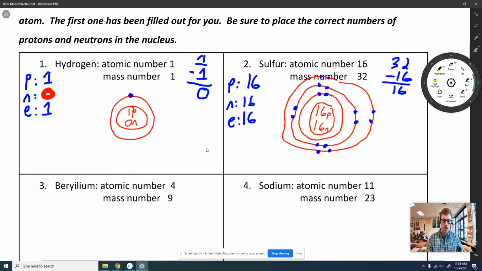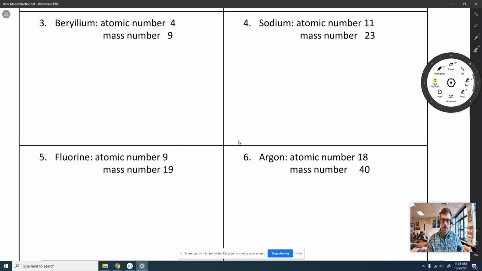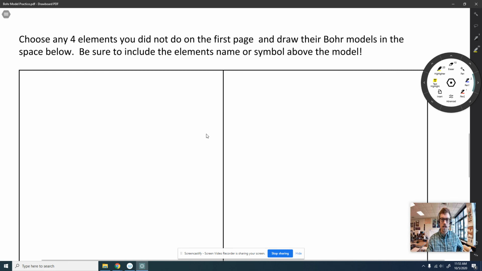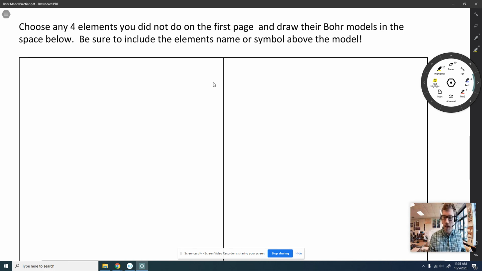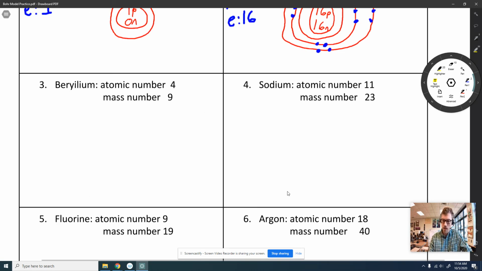So what you need to do to finish this worksheet is to fill out the rest of the front, the first page, do these other ones, and then what you're going to do is you're going to pick any 4 elements that we did not do on the first page and draw their Bohr models. You only need to go up to argon, which is number 18. So basically the first 3 rows of the periodic table, just pick any of those that you did not do in this first one, and you can do that there.